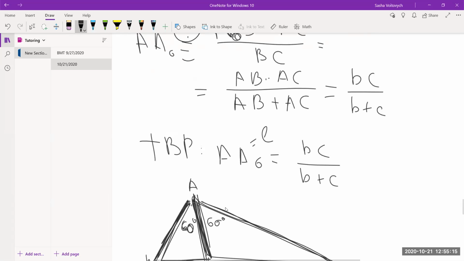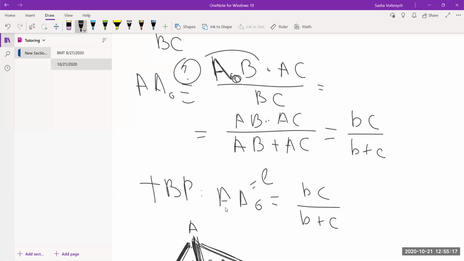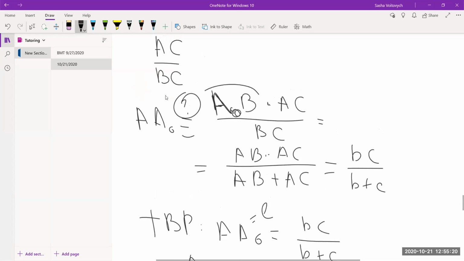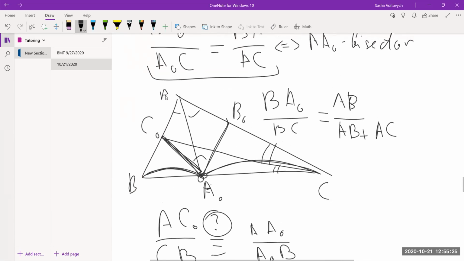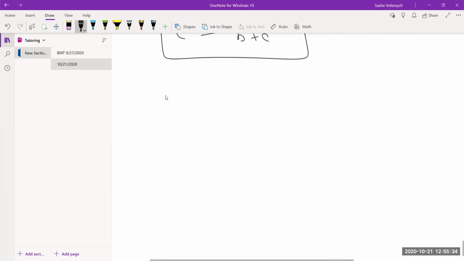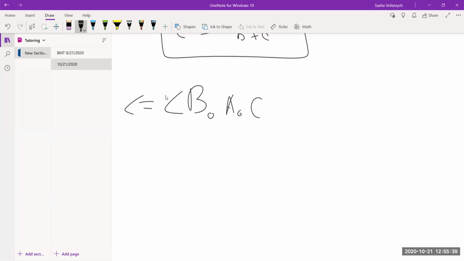Okay, so now we need an implication in the other way. From the fact that this angle B0A0C0 is 90 degrees, we need to conclude that BAC is 120. So the other way: we first assume that angle B0A0C0 is equal to 90 degrees, and then we're going to prove BAC is equal to 120.